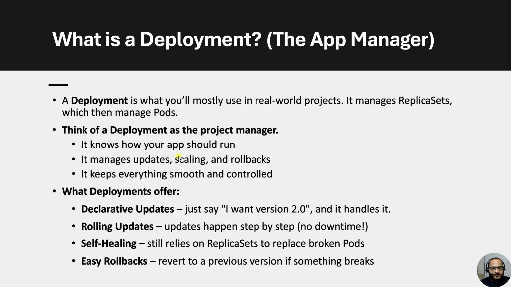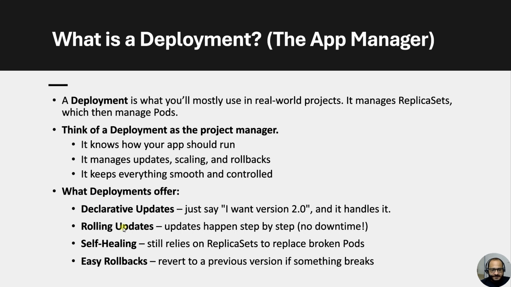So you can think of deployment as the project manager. It knows how your app should run. It manages updates, scalings and rollbacks. It keeps everything smooth and controlled. What deployments offer? Declarative updates. Like you simply say I want version 2.0 and it will automatically handle everything for you.